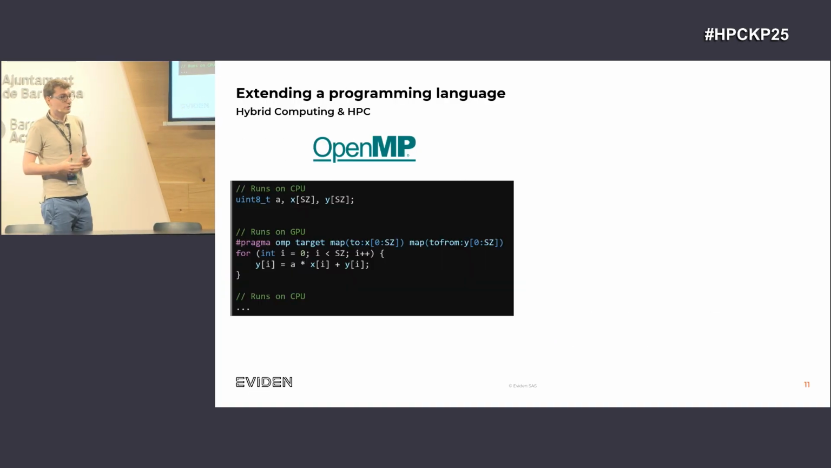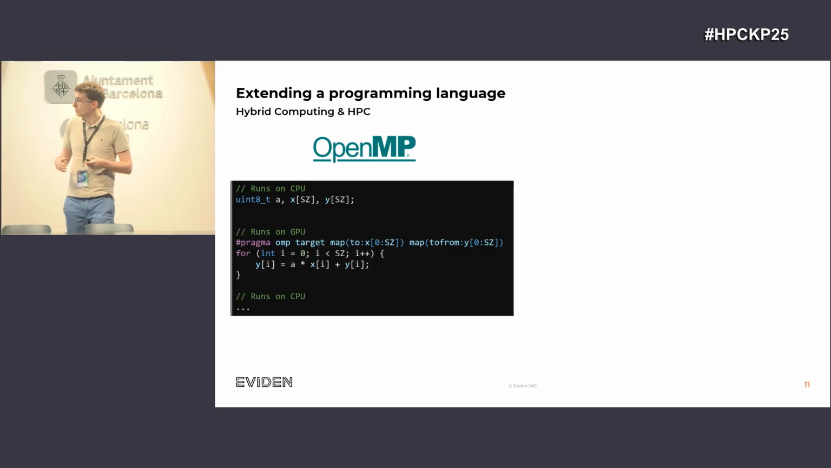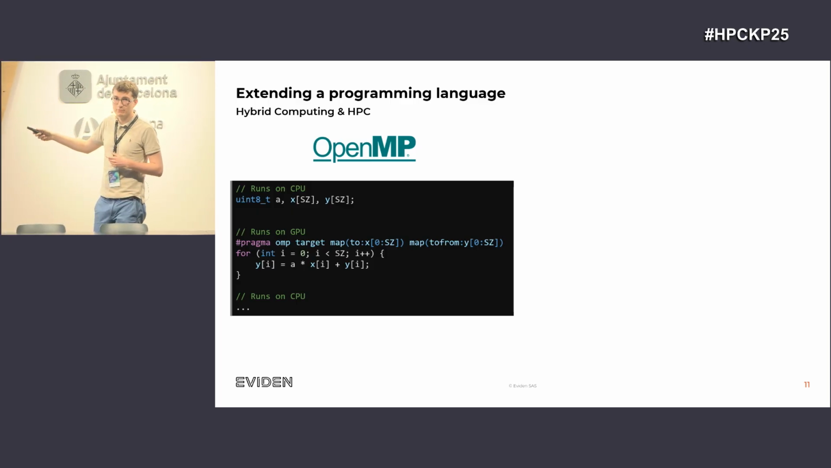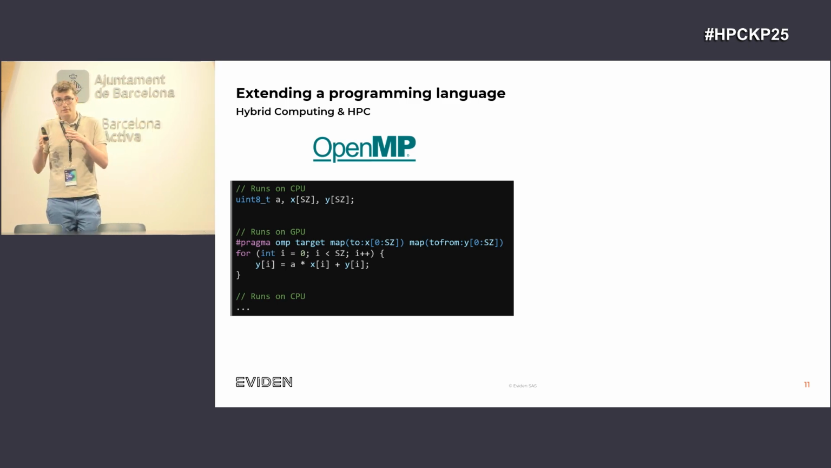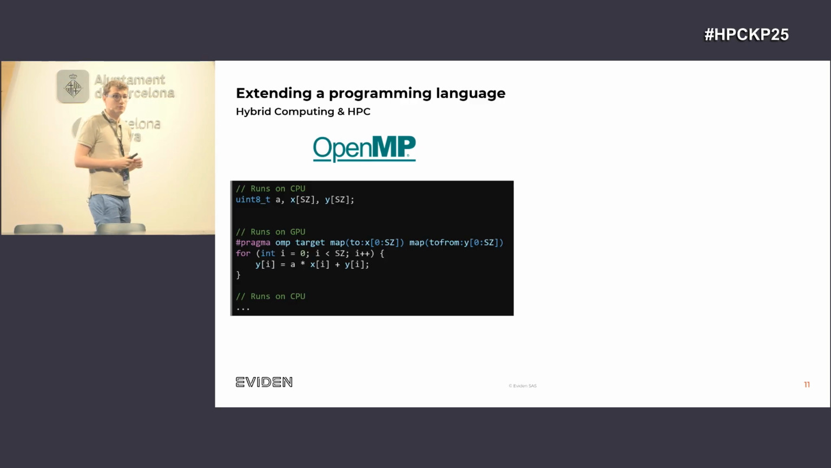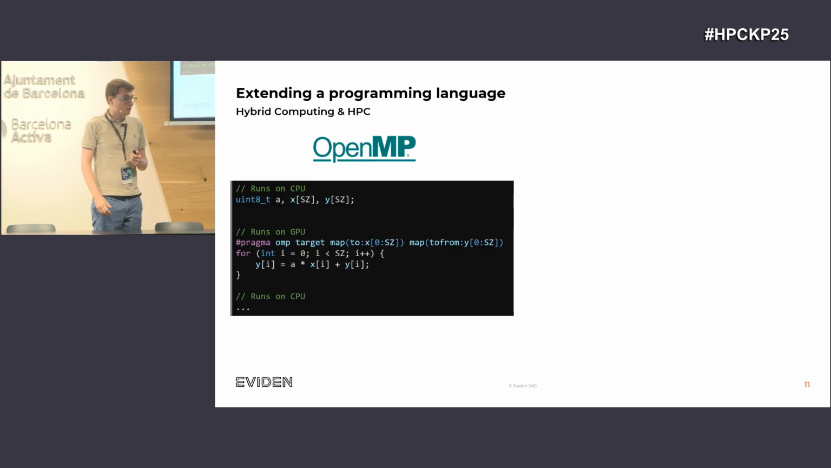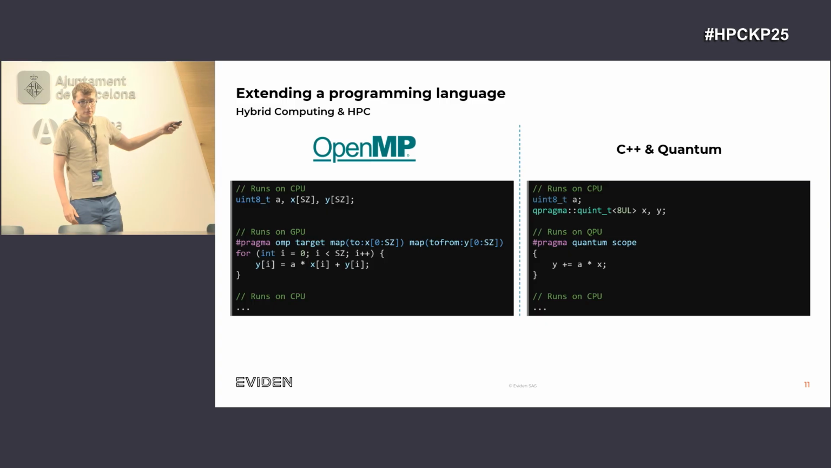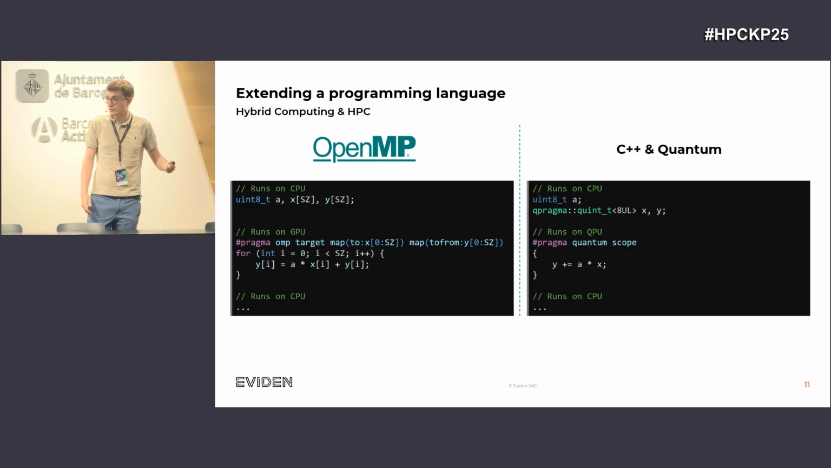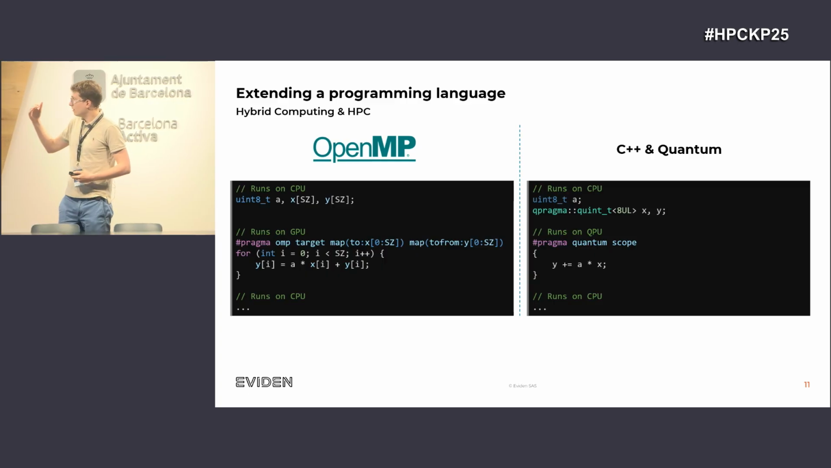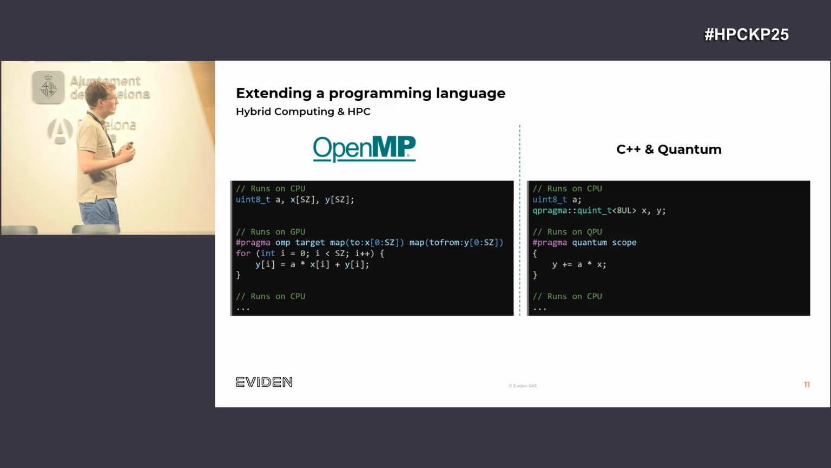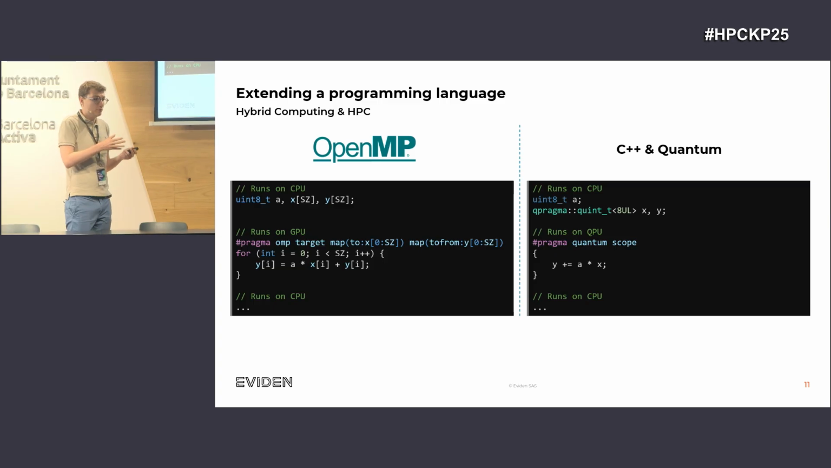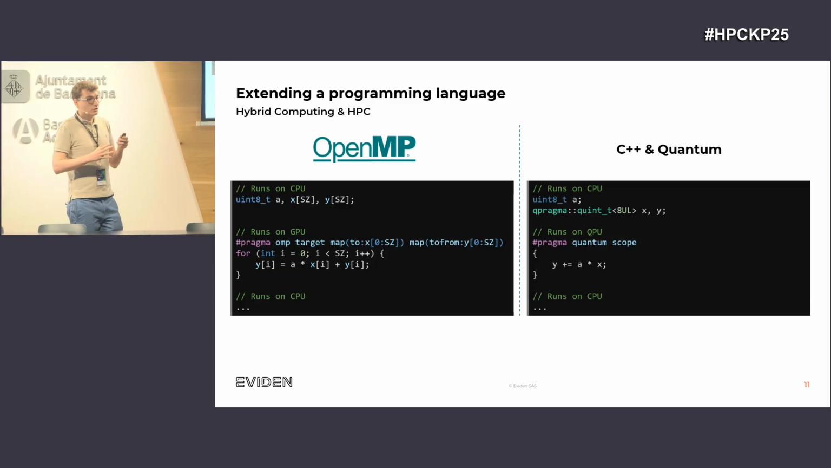If you want to target a GPU using OpenMP, you will do something like this. You will create a C++ application that will run on the CPU, and you can use a pragma omp target to say that the following scope will be executed on the GPU. And we want to have the same thing for the QPU. So we designed a framework called Q-Pragma, and it's really similar to what we have. We will write a C++ application that will run on the CPU, but we can create some scopes and decorate them using a pragma quantum scope to say that the following statements should be executed on the QPU itself.